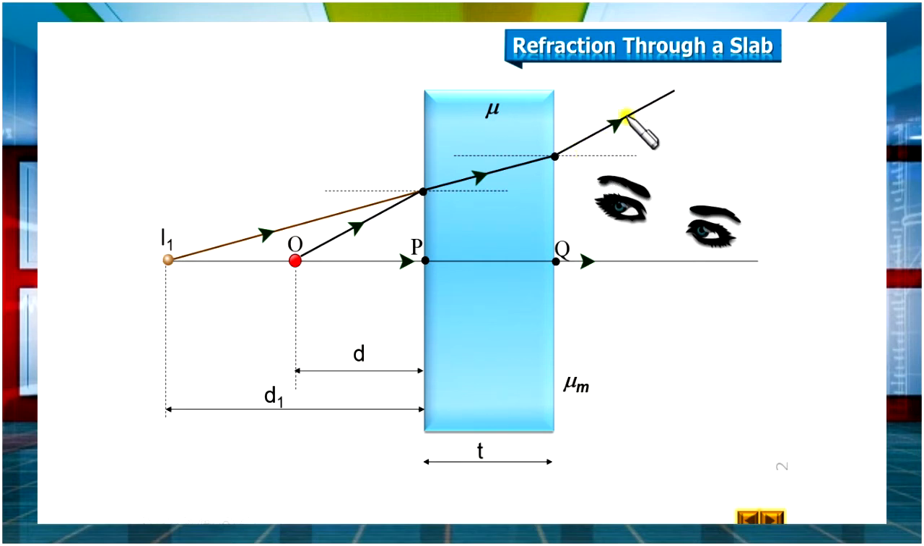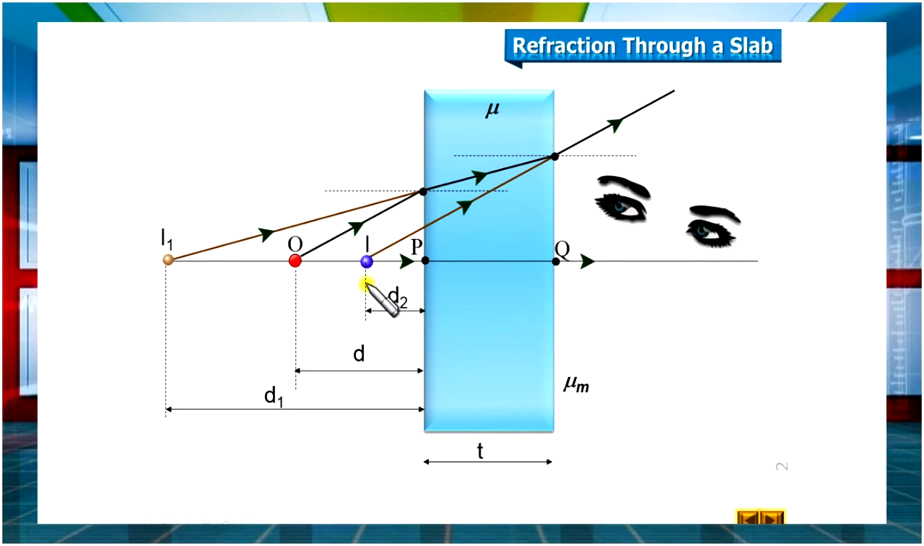Again, if you want to draw the image formed by this surface, we need to extend the direction of the ray traveling in the backward direction like this. So this will be the image formed by the second surface, and finally the ray reaches the observer. So we can say this is the final position of the image, that is the final image. We can observe the final image is shifted toward the ray traveling, that is toward the observer. So we can say this is the shifting.